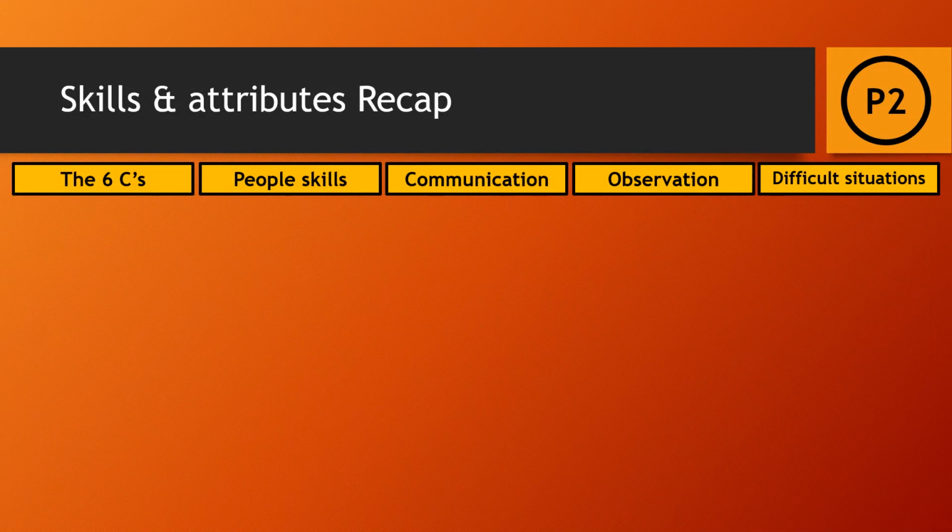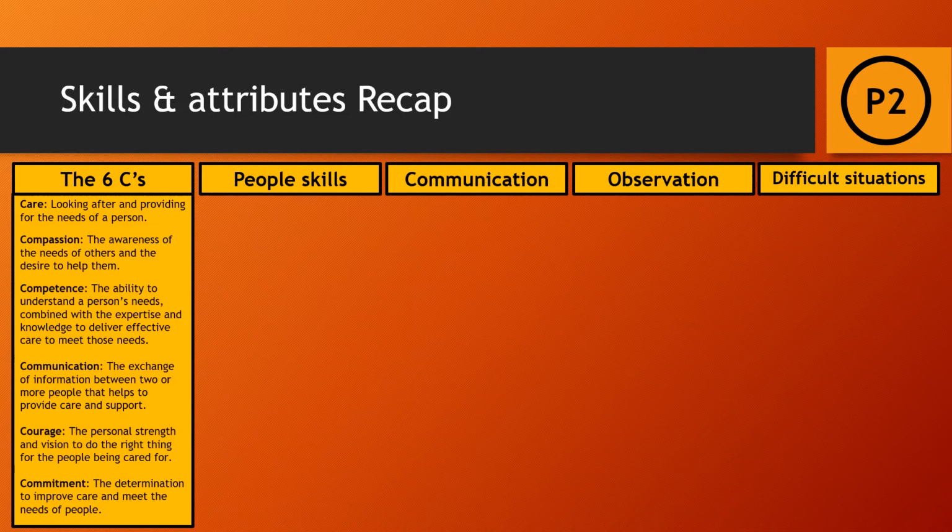So what are the 5 areas that we were talking about as these skills and attributes? The first is the 6 C's. The 6 C's are made up of care, compassion, competence, communication, courage, and commitment. These were introduced as part of the compassion in practice guidance and strategies for nurses and midwives, I think in 2012. And what you need to think about when you're discussing these skills is how would the professionals involved in your case studies use them?